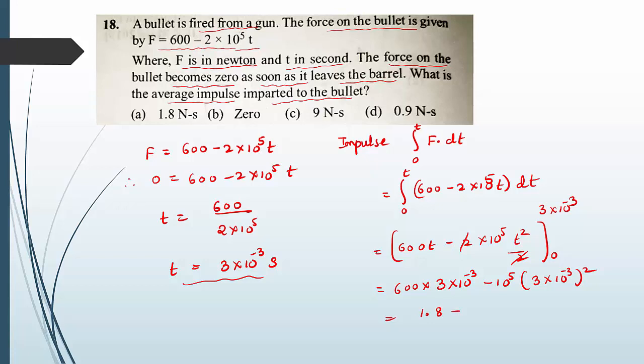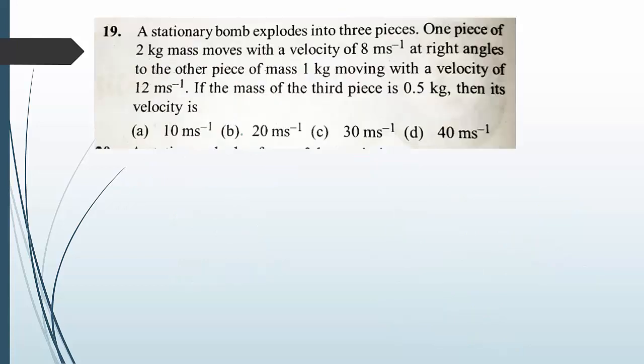1.8 minus 0.9. So we will get the answer 0.9 Newton second, which is the SI unit. So 0.9 Newton second is the impulsive force. Option D is the right answer.